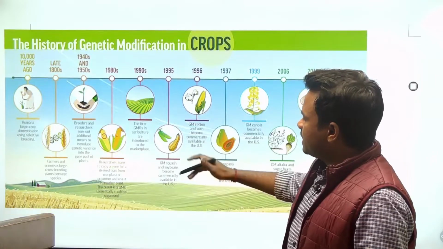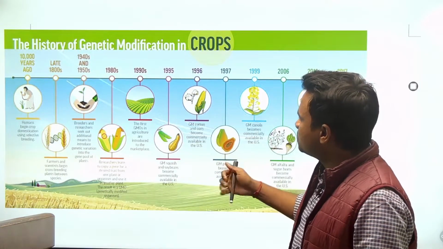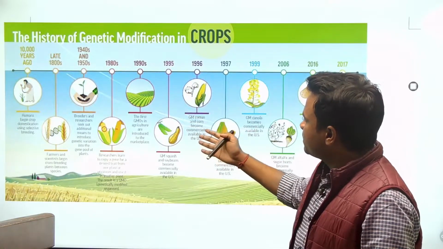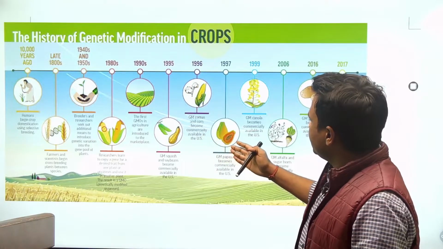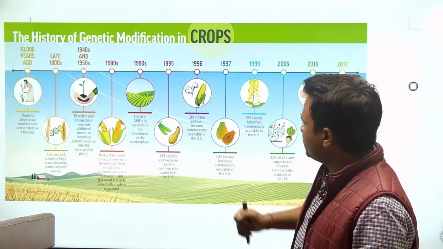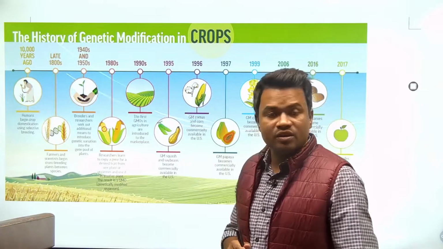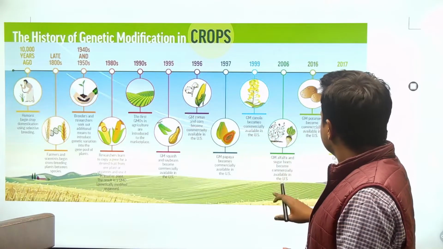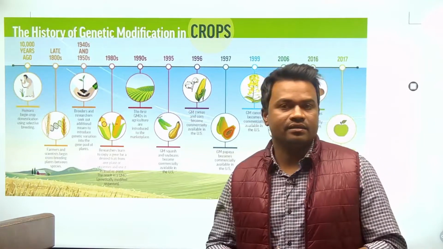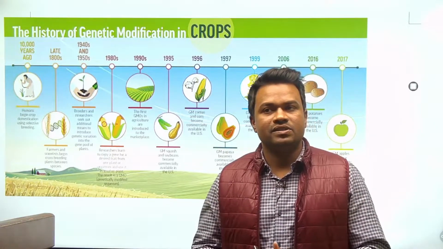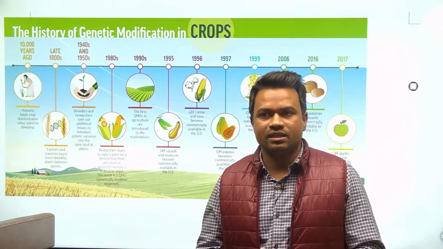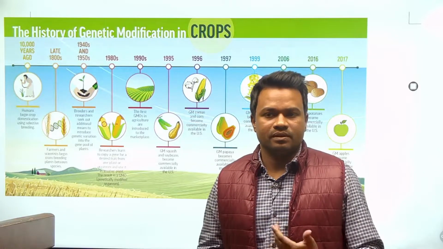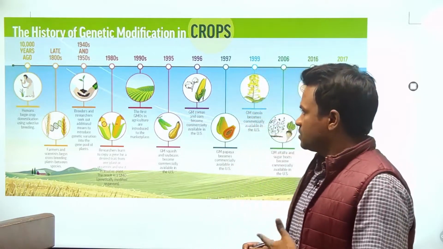In the 1990s, the journey that started in the 1980s continued, and later on various varieties of crops followed. In 1996, some varieties of cotton and corn were developed in the USA. In India, in the year 2002, BT cotton was developed and adopted by our government, and allowed for agricultural or commercial purposes.